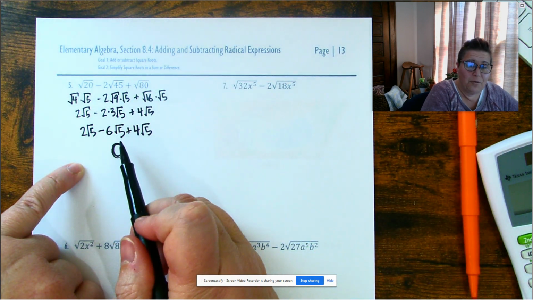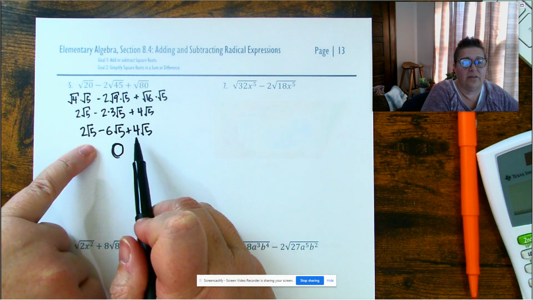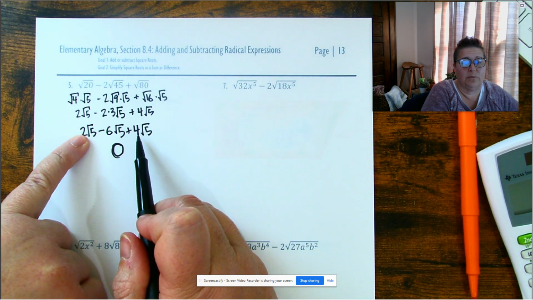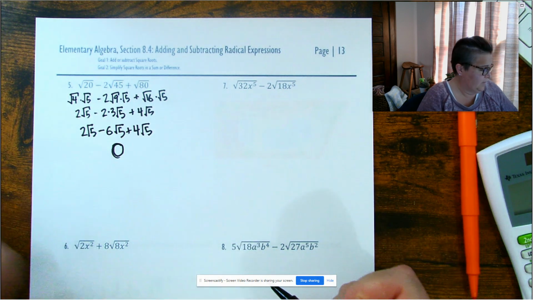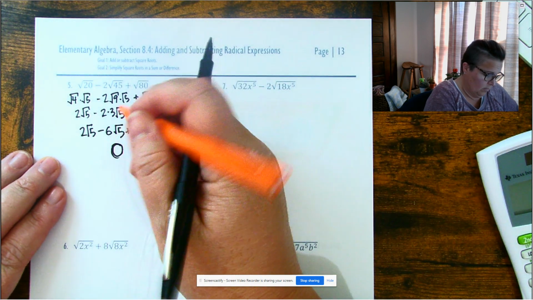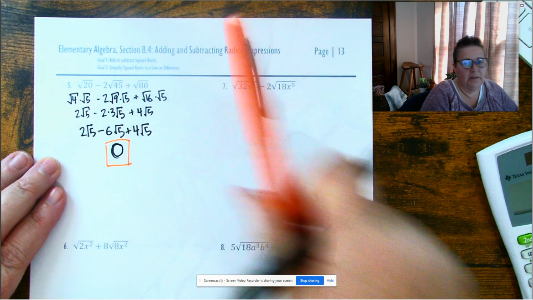So I've got negative 4 square roots of 5 plus 4 square roots of 5, or if you'd rather, add the 2 and the 4 to get 6 square roots of 5 minus 6 square roots of 5, which is going to be 0. So this guy is 0. All that work for nothing.